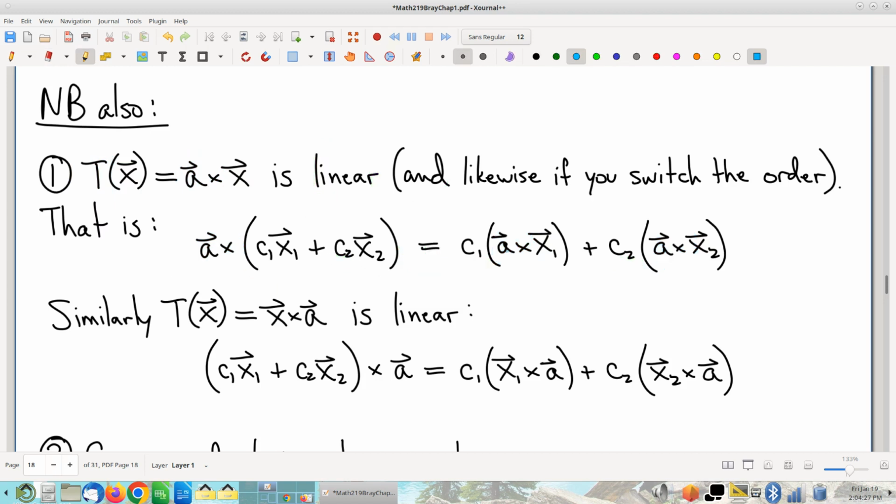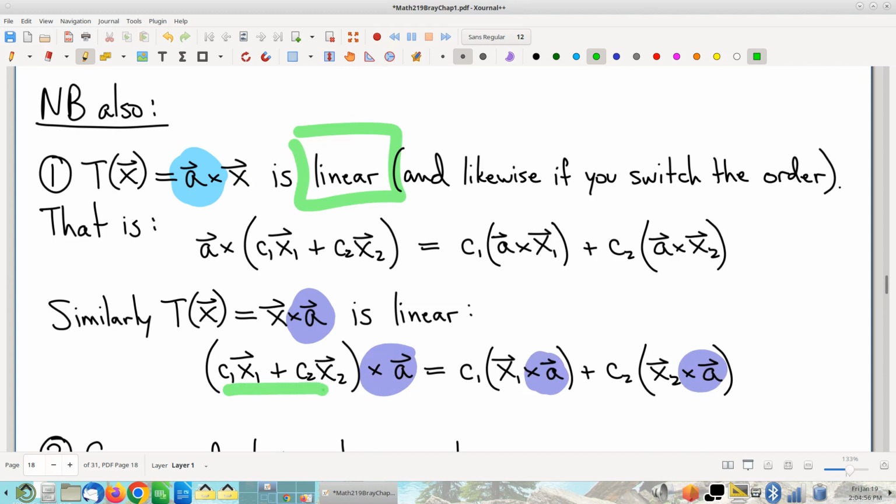Okay. All right, so you don't have to break it down to coordinates. Now notice here I put a cross on the left. By contrast, you could put it on the right. Now here the order does matter, right? A cross X is not the same thing as X cross A. Still though, still linear. There's T, and notice again the linearity comes in because here I have a linear combination on the inside, and here I have the linear combination on the outside. So same basic idea, just sort of things are turned around a bit.